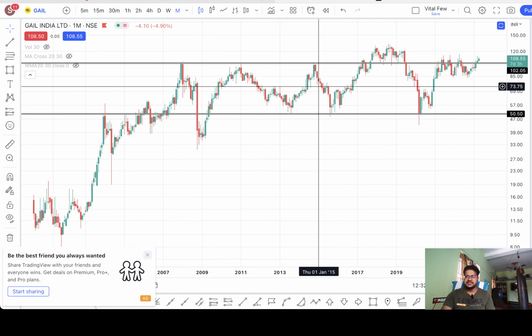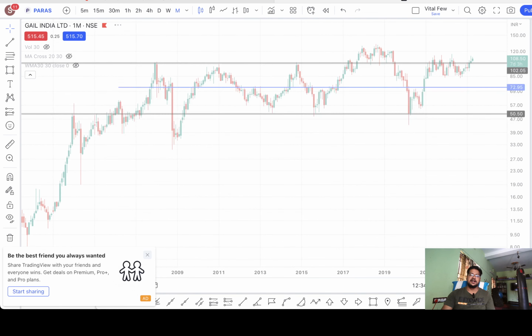Now we are going to look at our bonus share, that is Paras Defense. The reason I have chosen that one is because it is a new stock, and in monthly time frame you will not see much action. So this is the stock. As we have seen before, the price came to a high of this one and kept dropping after that. So we will draw one line here, and we can see at the bottom it is showing some form of support.